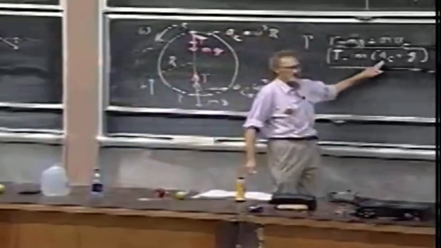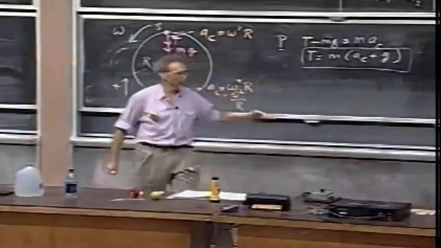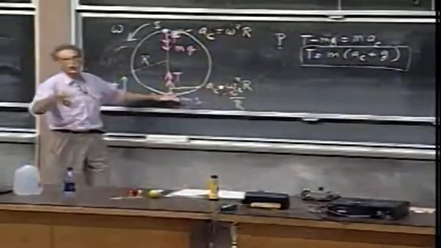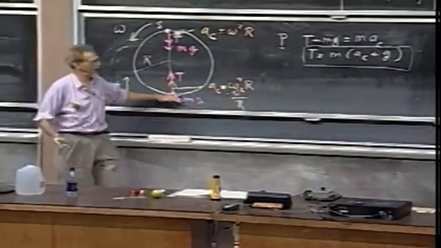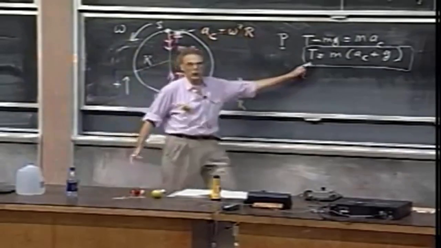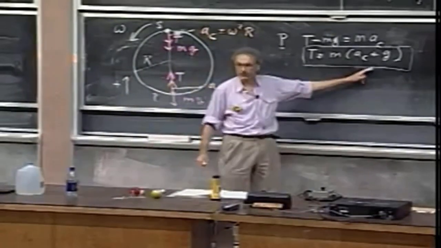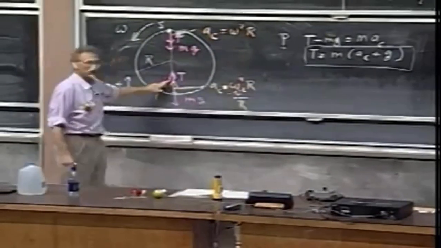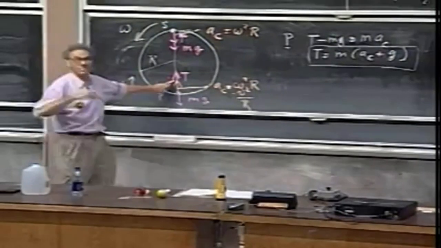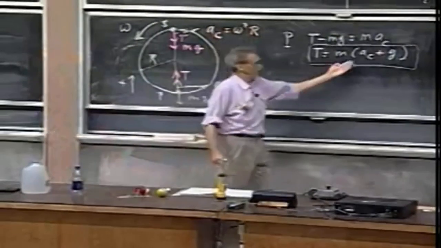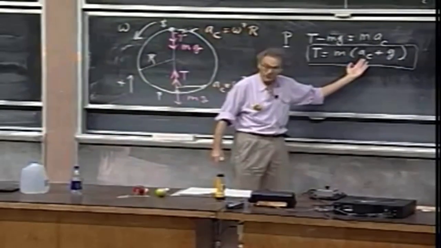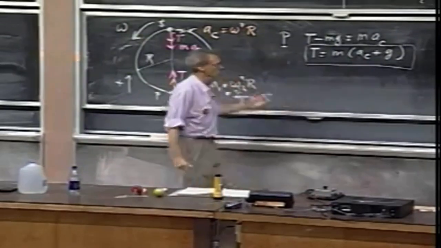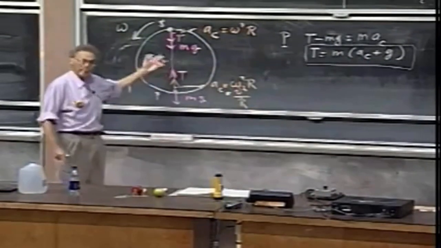If the centripetal acceleration at this point, for instance, were 10 meters per second squared, then you would weigh twice your normal weight. The tension here would be twice mg. If this were 5 meters per second squared, then you would be 1.5 times your weight.